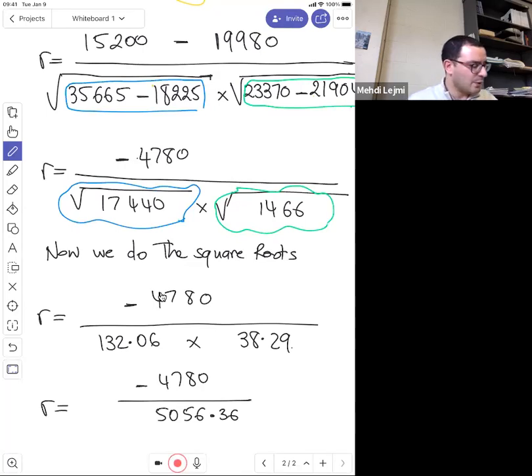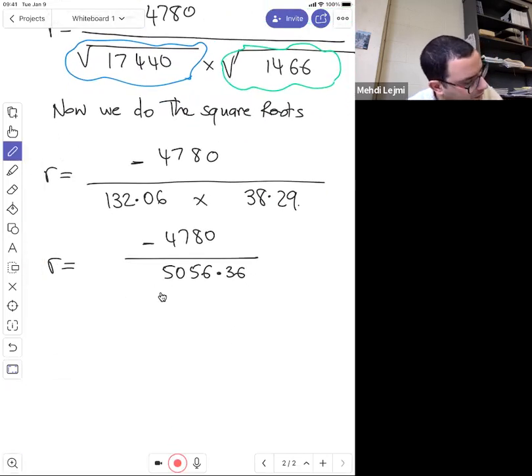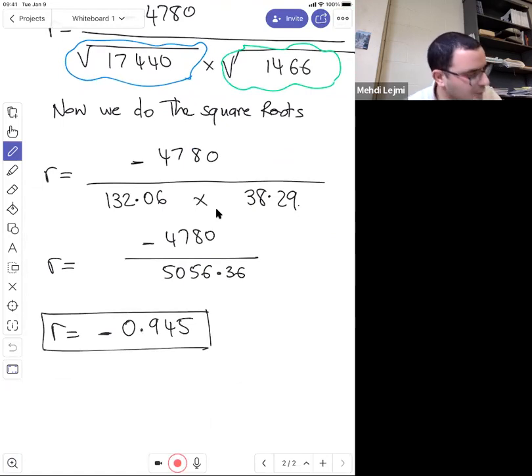Now, once you multiply the two numbers in the bottom, we can divide. I can divide the top by the bottom. That's the last step. So here we divide this negative, so the answer is going to be negative, right? And the answer is negative 0.945. We just divide this 4,780 by this 5,056.